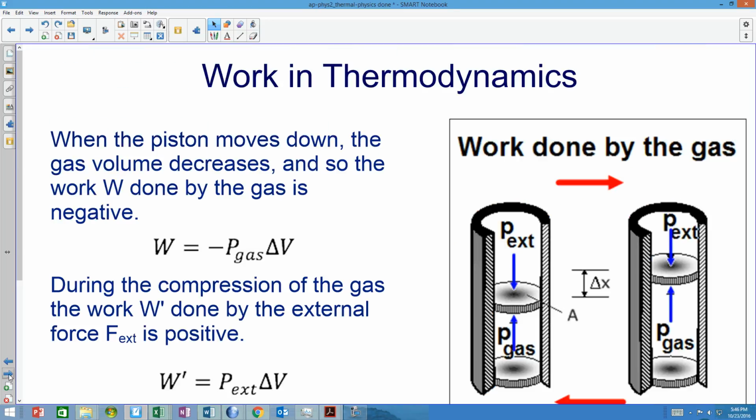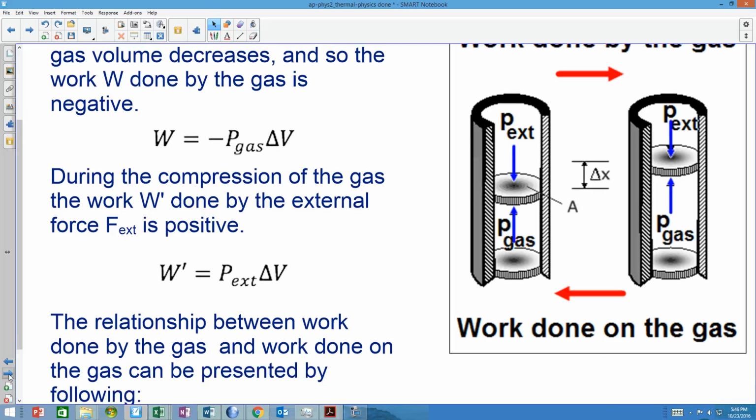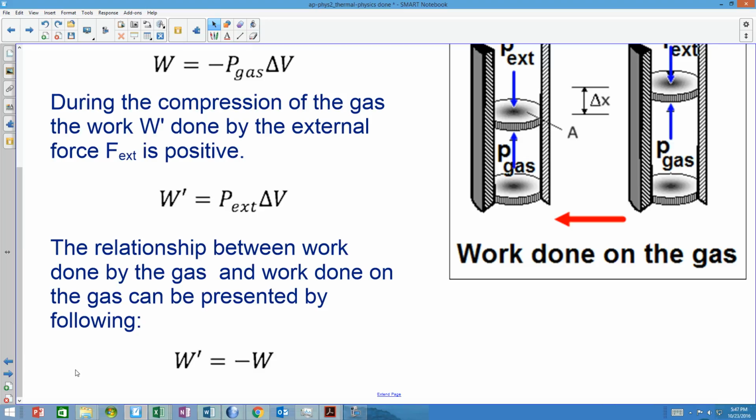When the piston moves down, the gas volume decreases, and so the work done by the gas is negative. During the compression of the gas, the work W prime done by the external force F external is going to be positive. So the work done external to the gas is going to be negative P delta V, which is positive. The relationship between the work done by the gas and the work done on the gas can be represented by the following: the work done on the gas is equal to negative W, where W is the work done by the gas.